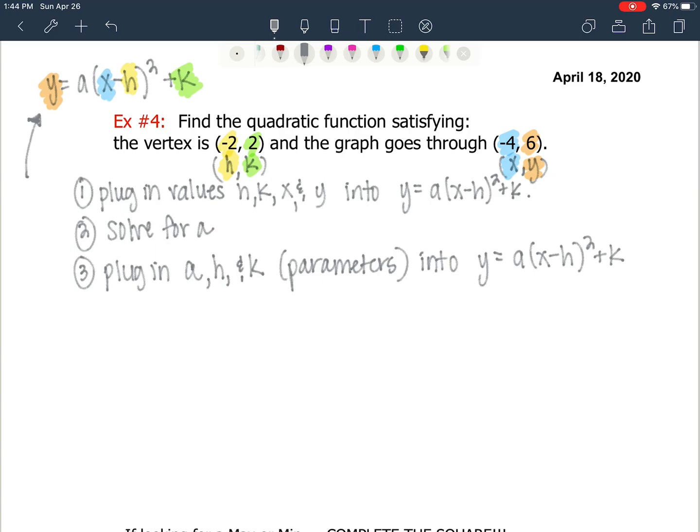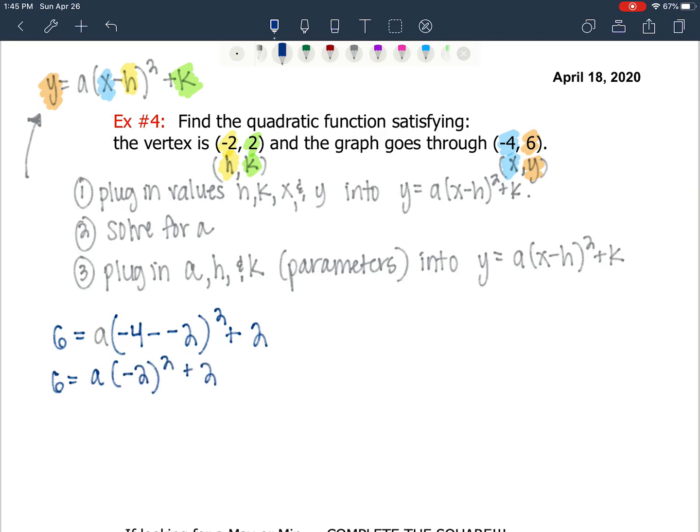So let's get started. So I'm going to do this all in blue. In place of y, I'm going to put a 6. A is unknown, so we'll make that gray. And then in place of x, I'm going to put -4, minus, in place of h, -2, quantity squared, plus my k value of 2. So we have 6 equals a times the quantity, -4 plus 2 is -2, quantity squared, plus 2. 6 equals a times 4 plus 2.